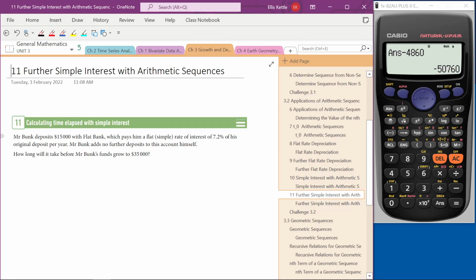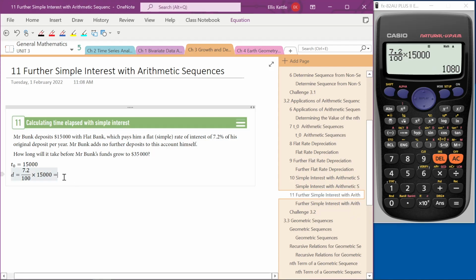So there's a few ways we could do this. Obviously, we could just solve it, and if we solved it, it wouldn't take too long at all. I'll show you that nice and quickly now. So T naught in this question is $15,000, and our D value is going to be positive, and it's a percentage one, so it's 7.2 on 100 times the starting condition, which is $15,000, and in this case, that's equal to $1,080.